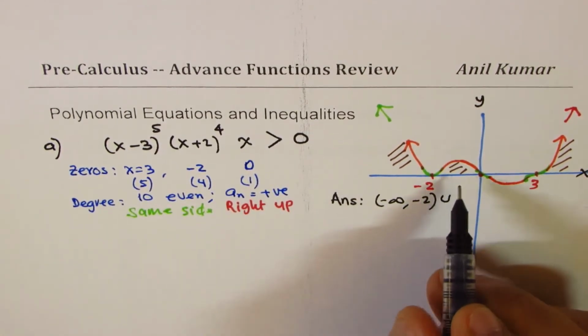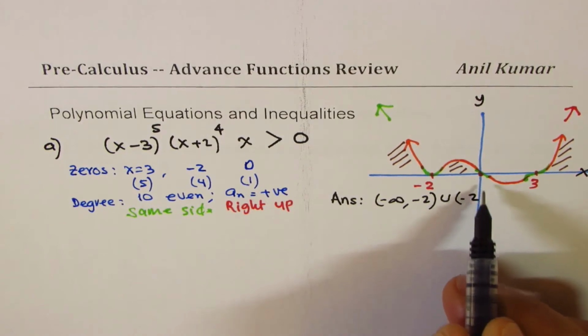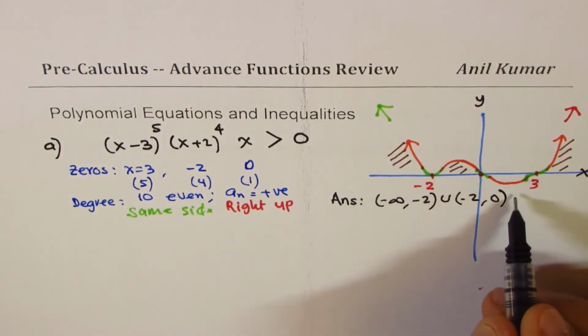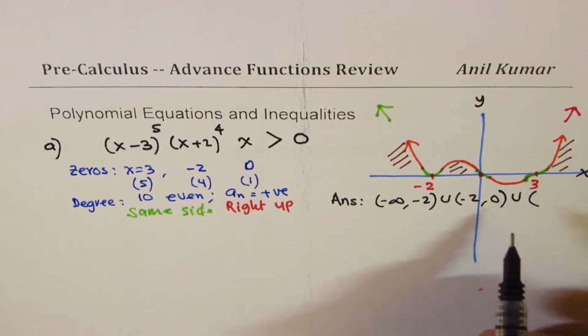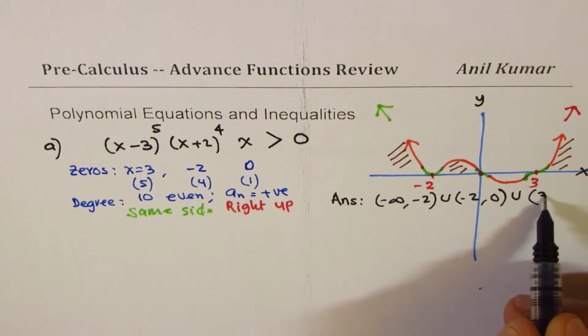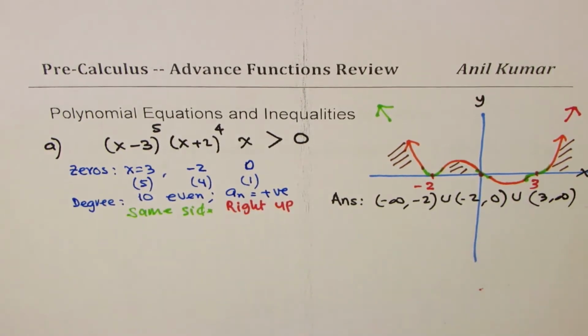And then union from minus 2 to 0. Do not include those zeros. And then union after 3. Correct? It is greater than 0. So we say 3 to infinity. So that becomes the solution for the given inequality. So I hope that is absolutely clear.